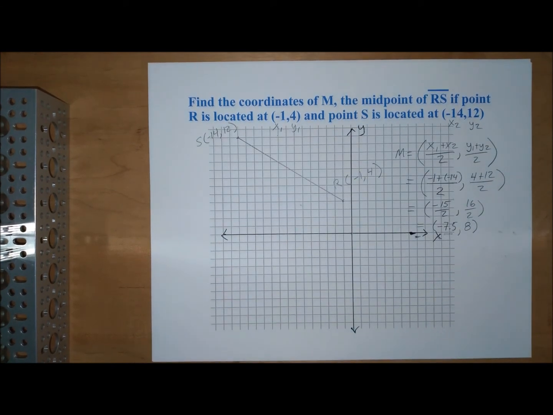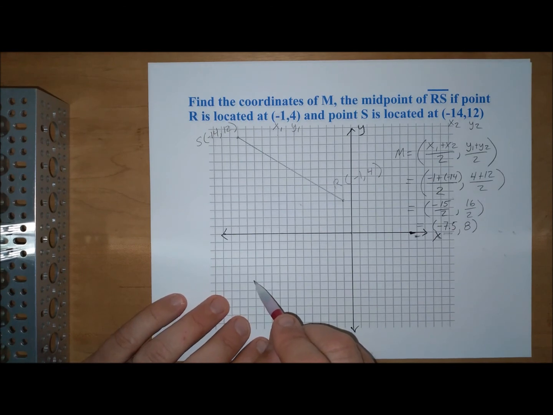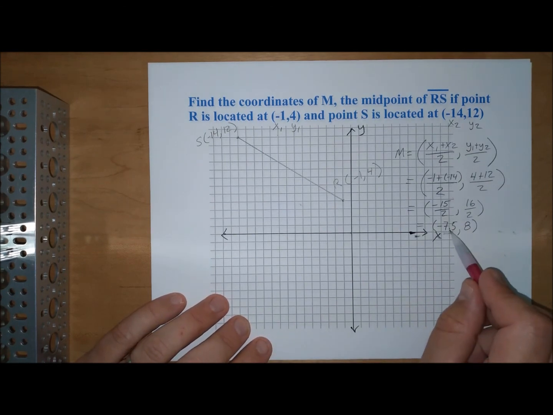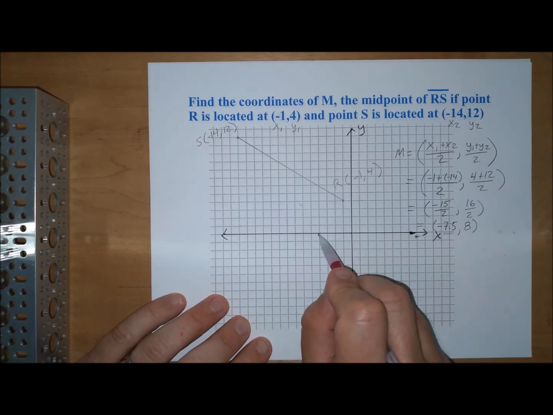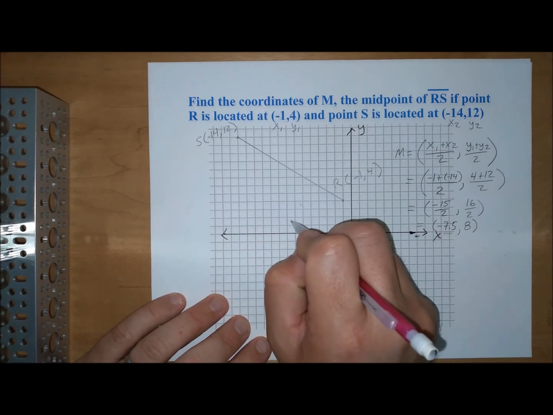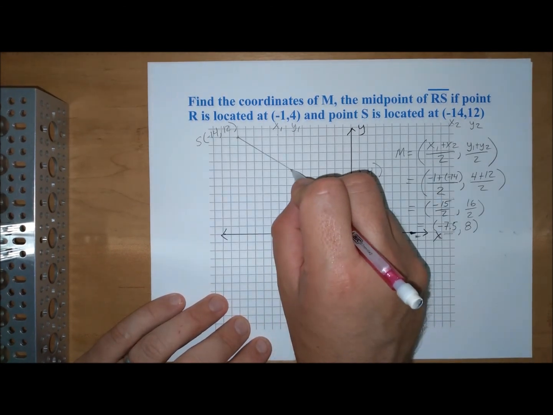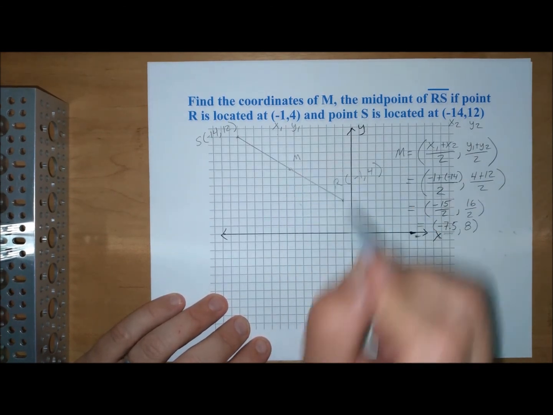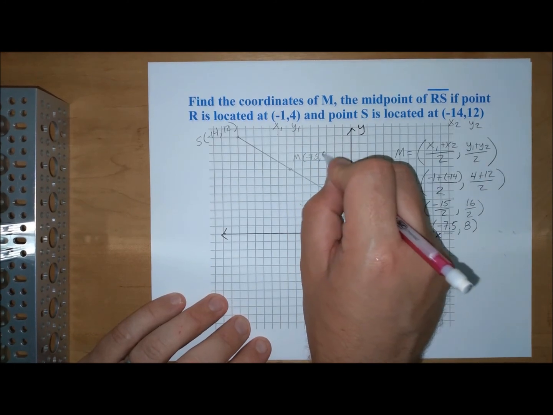Okay, let's go ahead and plot this and see. If it ends up over here, we've got to check our work. Negative 7.5: 1, 2, 3, 4, 5, 6, 7, and a half. And then I'm going to go up 8: 1, 2, 3, 4, 5, 6, 7, 8. My goodness, look at that. There's our point M, negative 7.5, comma 8.